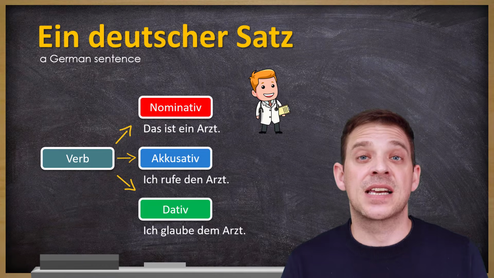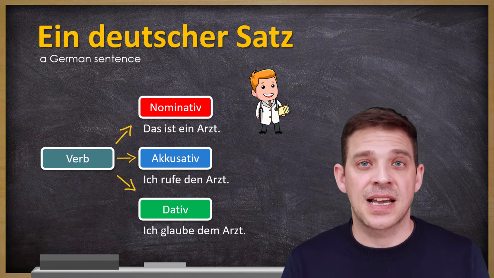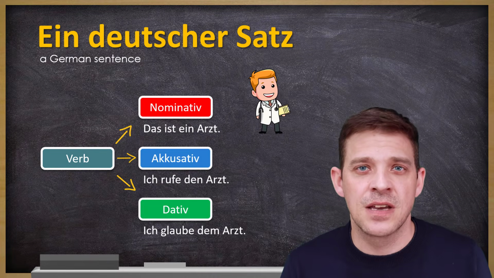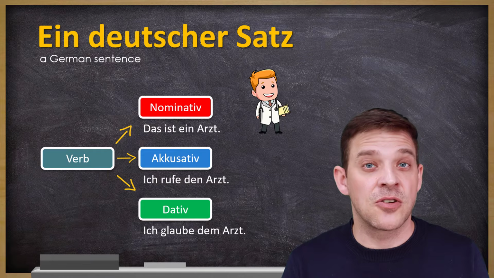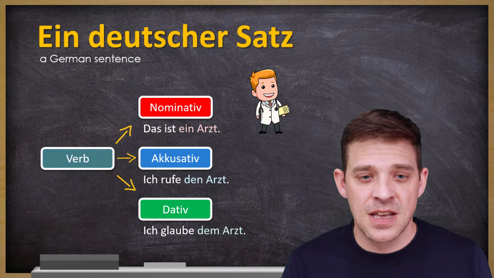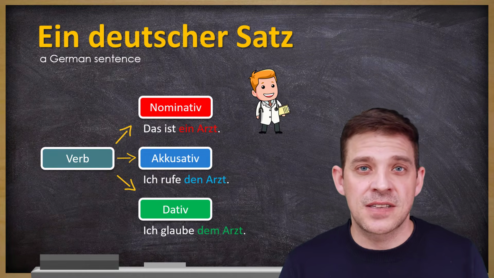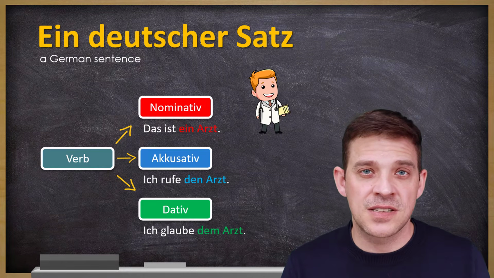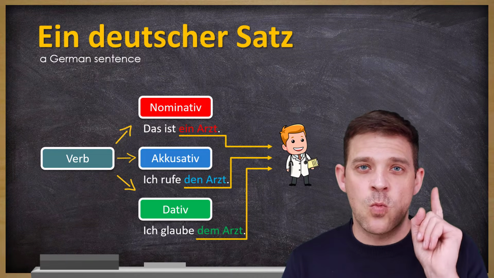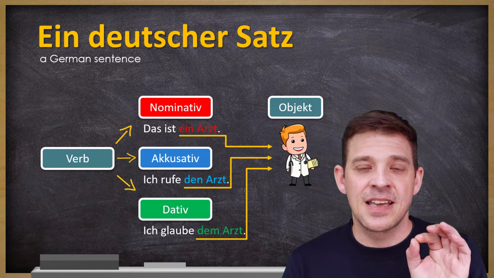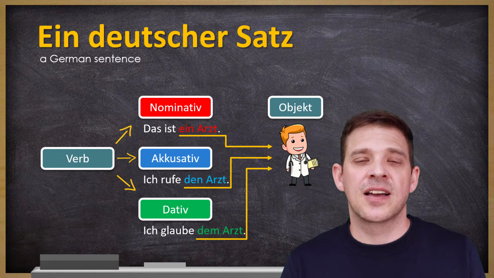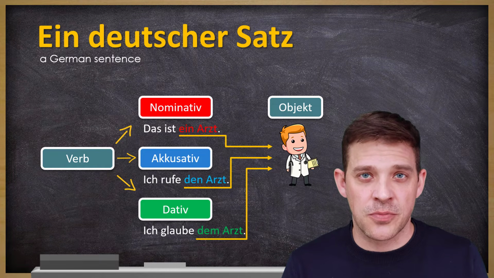Or in dative, ich glaube dem Arzt. I believe the doctor. I believe what he is saying. And why is it dative? Because of the verb glauben. Glauben requires the dative case. So you can see here on the colors, red is always nominative, blue is accusative, and green is dative. And we always have just 1 object. And again, it depends always on the verb. So the case of the object comes according to the verb.